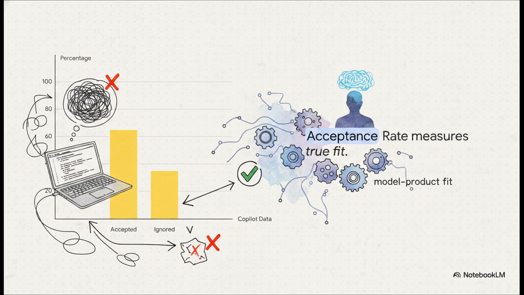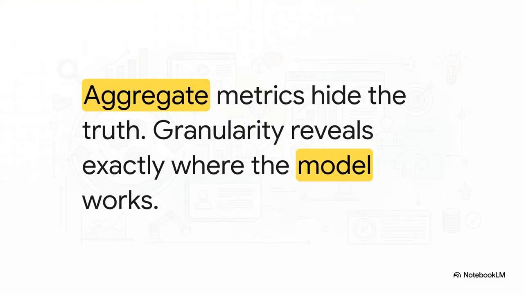When shown a code suggestion right there in the editor, did the developer keep it, or did they hit backspace and ignore it? Acceptance rate cuts right through the noise and directly measures true model product fit. It proves the AI actually solved a real problem. But they didn't stop there, because there's a massive trap waiting for product managers here.